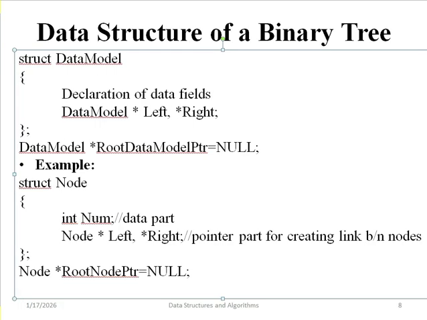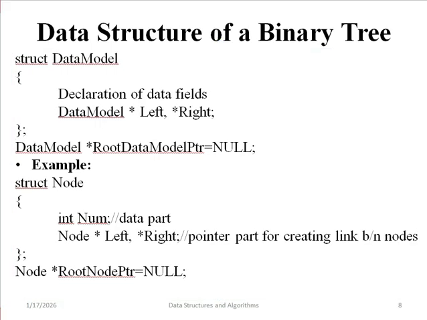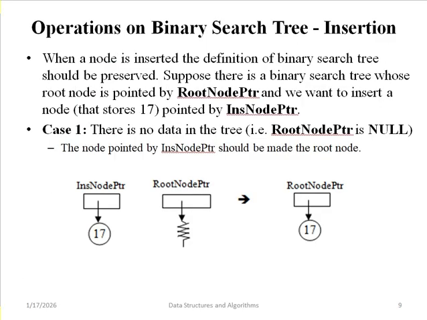Here, as the binary tree has left and right nodes, we use two pointers. The root node is initialized with a null value, because a binary search tree can be left empty. Until we start adding nodes to the tree, initially we can set the tree as a null tree.